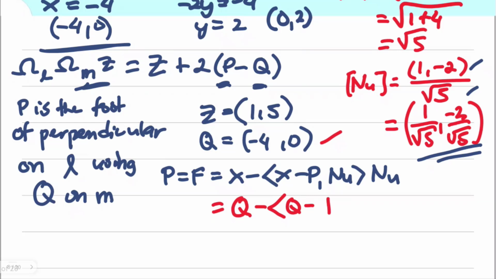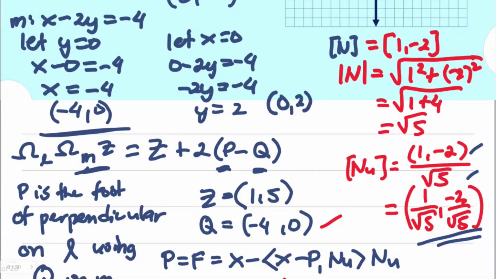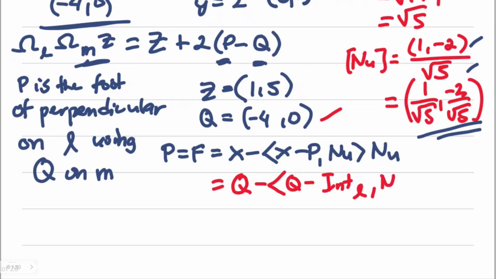Let me use the intercept that can be found on your line L. Okay, the intercept aside from P that should be found on L. Any other intercept that you can use there. Okay, take the inner product against the unit normal vector, and we have here the unit normal vector. So let's use this formula so that we will not be confused with this here.